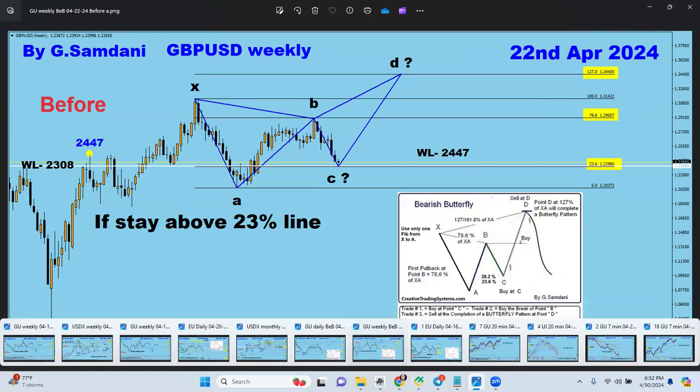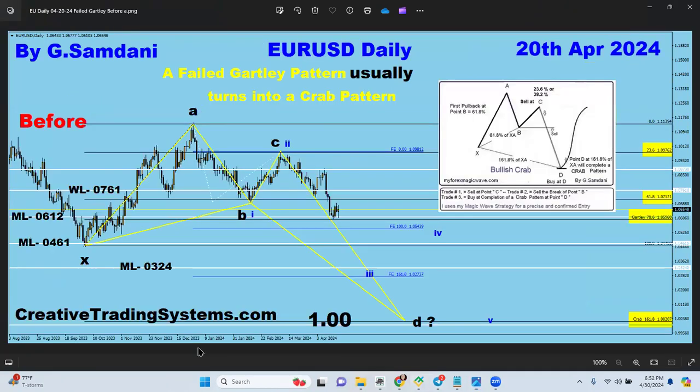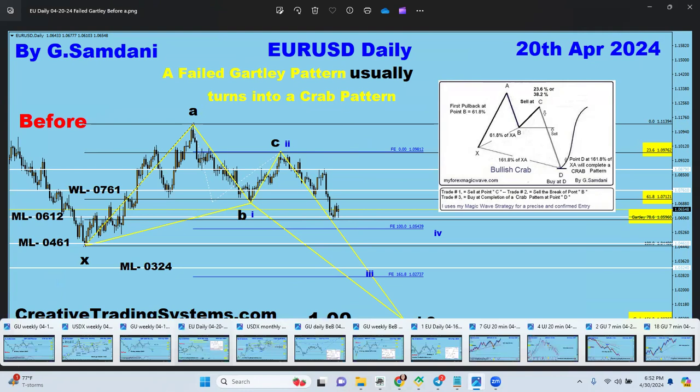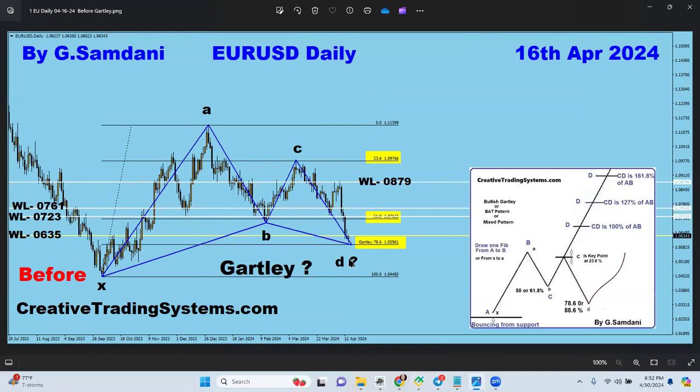With Euro USD, I was expecting a harmonic, Gartley kind of pattern. If USD gets strong, it's going to go down here. But if the US dollar gets weaker, then the Gartley pattern was this, so it's supposed to be going to the upside. At the moment it went up to this level and then got stuck here.